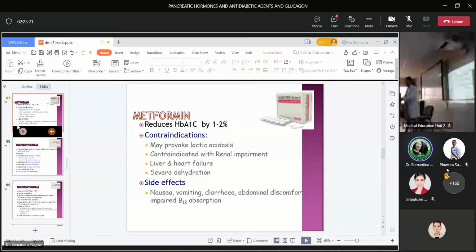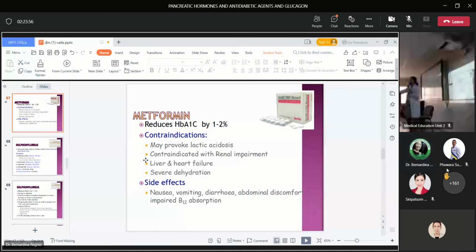Contraindications, they may provoke lactic acidosis, and this is contraindicated in patients with renal impairment. Then you have liver and heart failure, severe dehydration. I repeat, contraindications to the use of metformin: lactic acidosis, renal impairment, liver and heart failure, severe dehydration. Side effects: nausea and vomiting, diarrhea, abdominal discomfort, impaired B12 absorption.